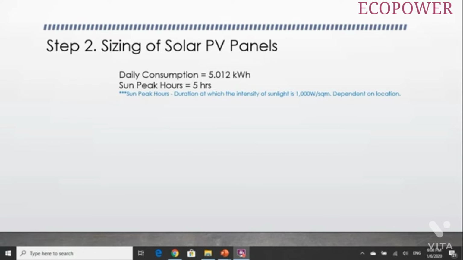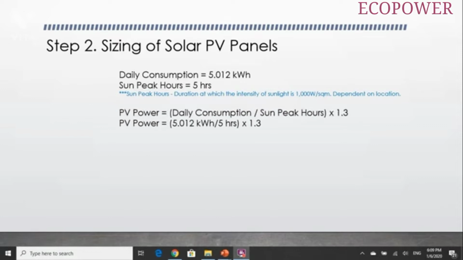This piece of information, you will have to find by yourself. You just have to Google it. But if you just want to do some estimation, you can probably use 4 hours or 5 hours. That should be quite enough.